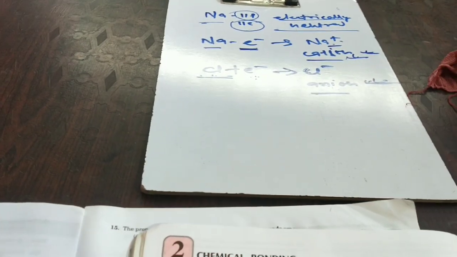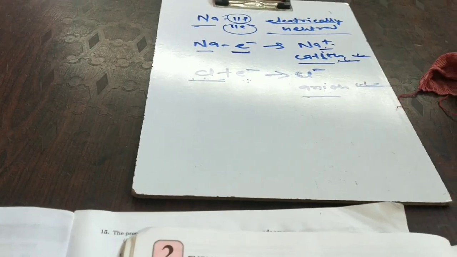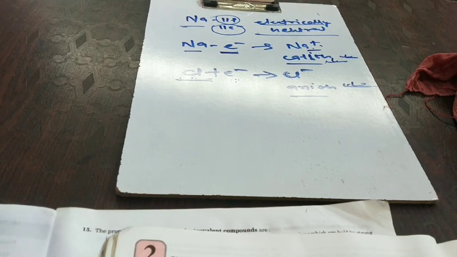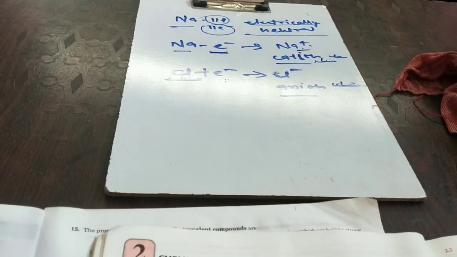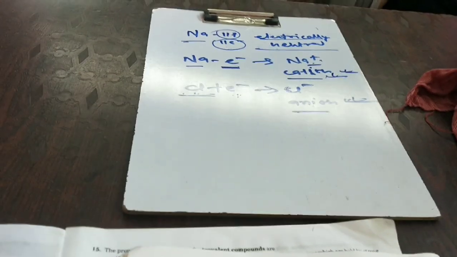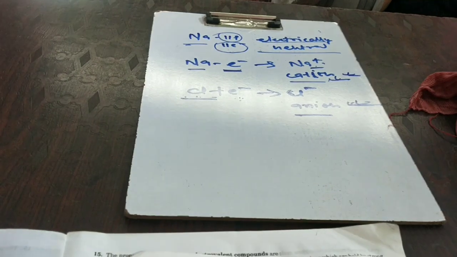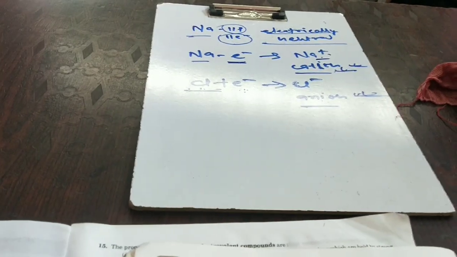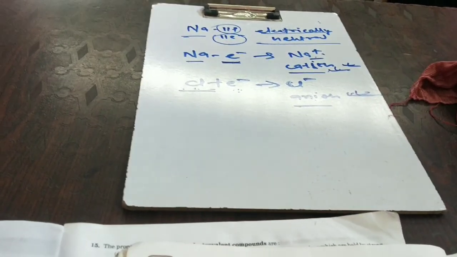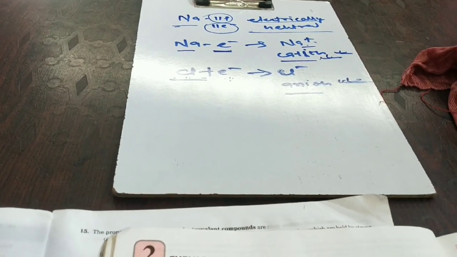First of all, I am going to explain to you some important points related to this chapter. First of all, what is the cause of chemical bonding?